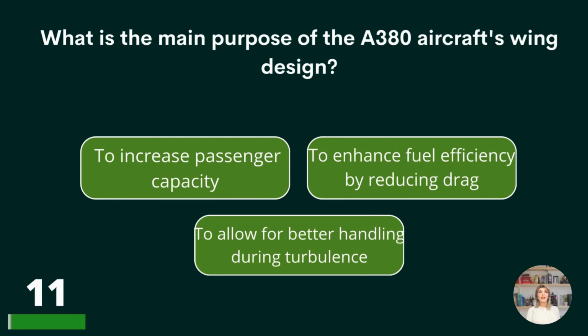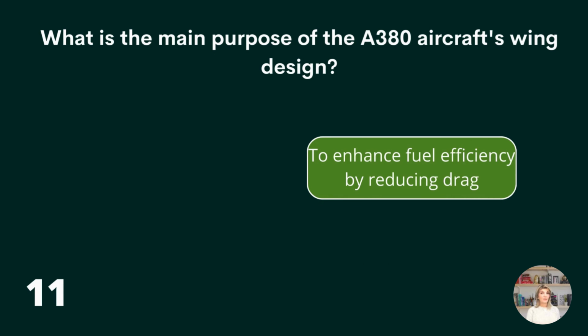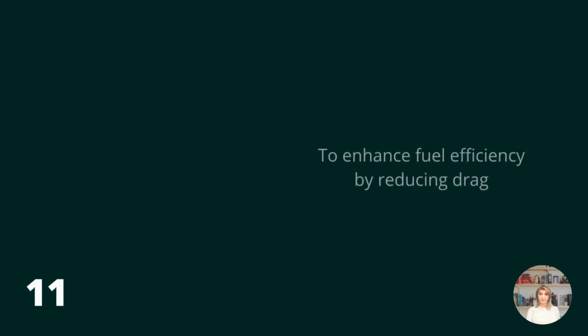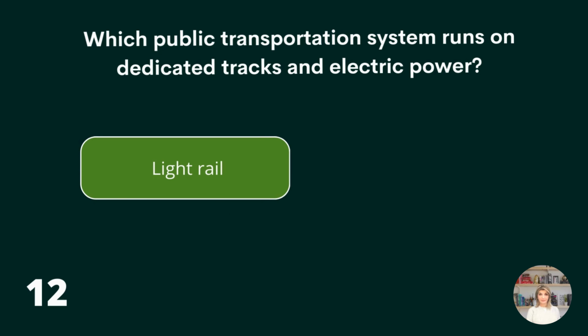What is the main purpose of the A380 aircraft's wing design? To increase passenger capacity, to enhance fuel efficiency, or to allow for better handling during turbulence? To enhance fuel efficiency by reducing drag. Which public transportation system runs on dedicated tracks and electric power? Light rail, carpooling, or taxi services? Light rail.